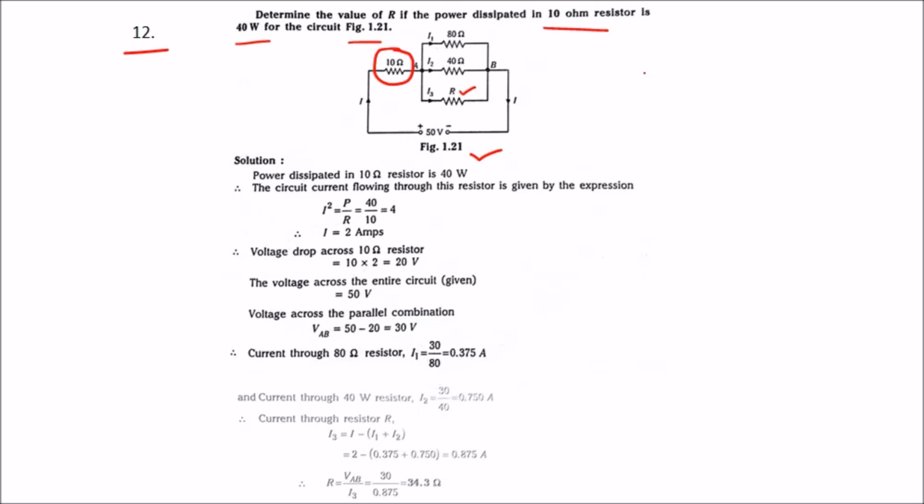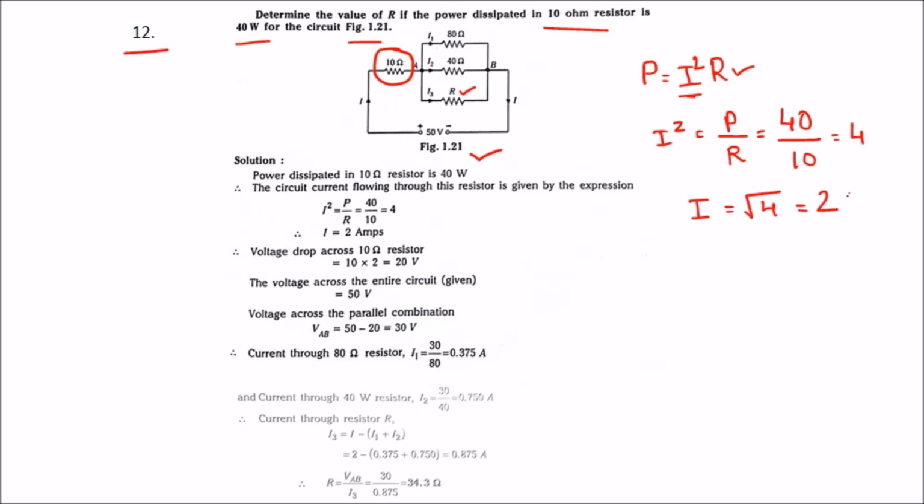We know the formula of power, P is equal to I square R. Using this we can calculate the value of I as we know R. So I square is equal to P by R. They have given the power, that is 40, and we know the R value, that is 10. We will get 4. So by taking the square root, the I value will become 2 amps. So we got the current, that is 2 amps.